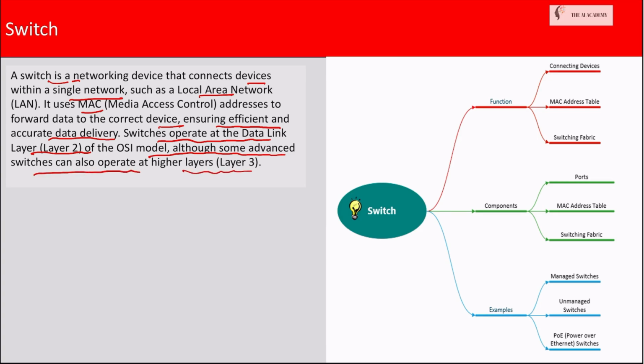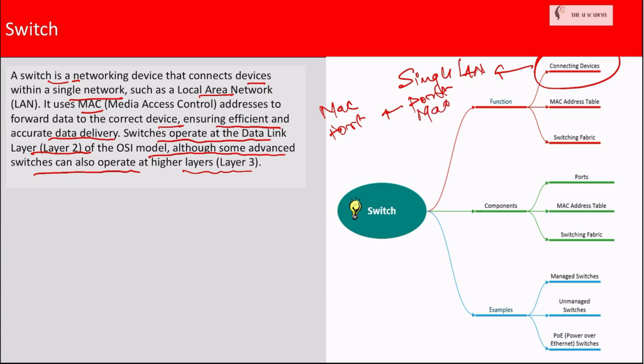The switches play a crucial role in modern networking by connecting multiple devices within a single network and ensuring efficient data transmission. Here's a closer look at how switches perform their functions. The switches connect various devices within a LAN, allowing them to communicate with each other. Each device is connected to the switch through a physical port. When a device sends data, the switch receives the data frame through the corresponding port and uses the MAC address table to determine the destination port. The switch then forwards the data frame to the correct port, ensuring that it reaches the intended device.